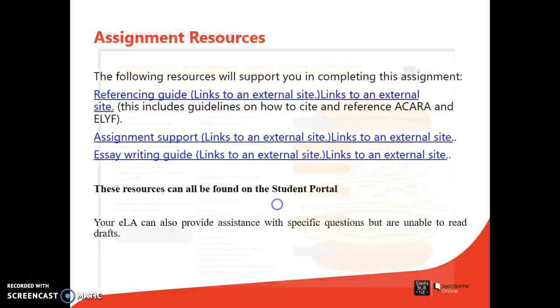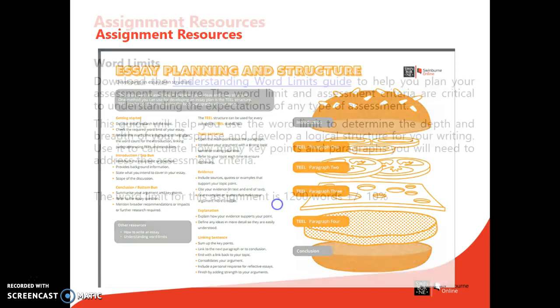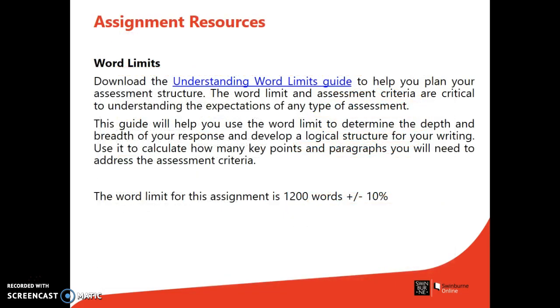Here's a fantastic little infographic when you're thinking about your essay planning and structure. A little bit of a hamburger. So think about your introduction and your paragraphs as they go in between our hamburger and your conclusion. I am going to post these slides up on your board, so you'll be able to go through that one at your own leisure. Again, your Understanding Word Limits guide is another great resource that you can access in the student portal. So go in and have a look at that.